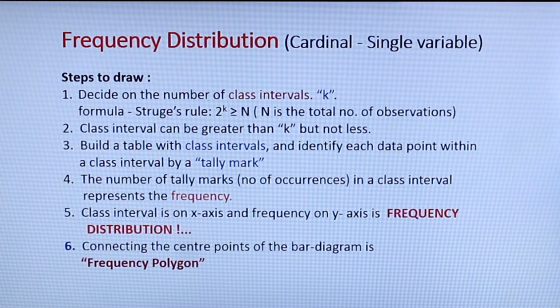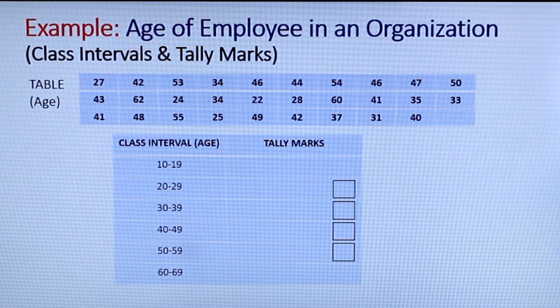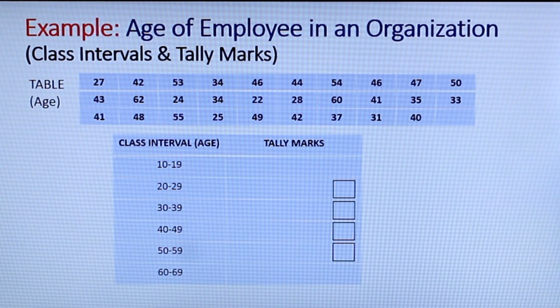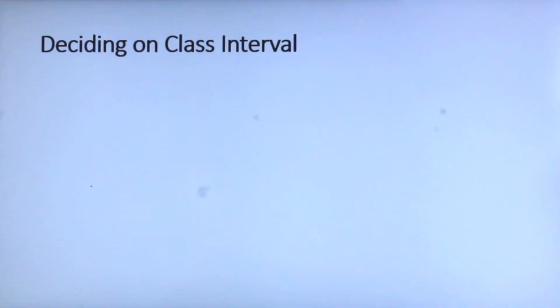Now let us take an example. I have considered the age of employees in an organization. We got about 29 data points in that, and the table gives the age. Let us decide on the class intervals.